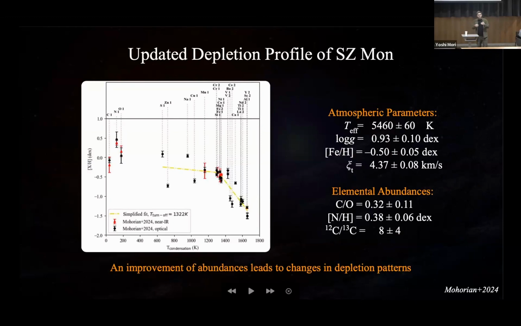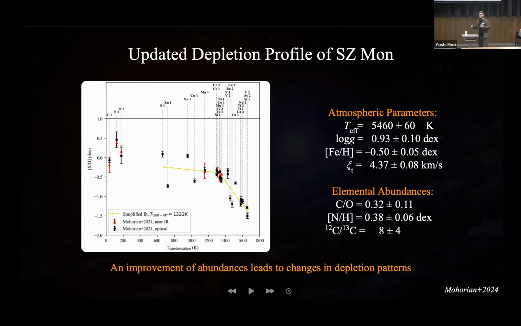So, going to the results, I will quickly refresh what we have in this plot. We have the condensation temperature, which is unique for each chemical element, on the x-axis, the chemical abundance relative to solar value on the y-axis, and the studied ionizations of each element are shown in the top part of the plot. The optical and near-infrared abundances are shown with black and red dots respectively.